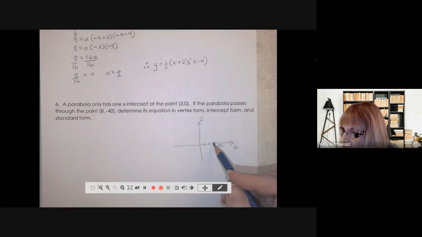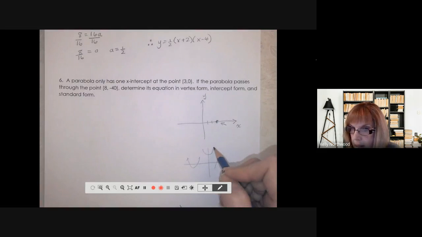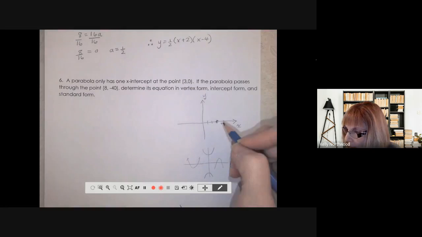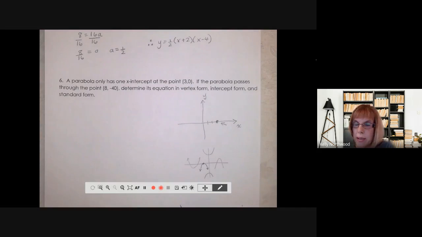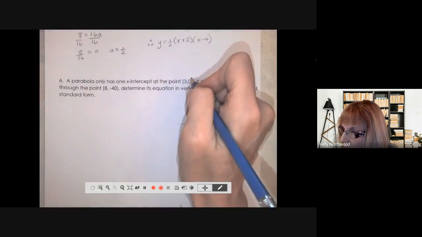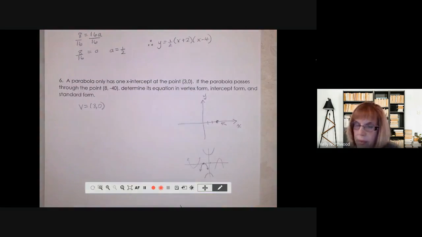So if you only have one x-intercept, so imagine all the different ways you can cross. There's two x-intercepts. There's no x-intercepts. But the only way to get one x-intercept is if your vertex is right on the x-axis. That's the only way to get one x-intercept. So this point 3, 0 is not only an x-intercept, it's also the vertex. Okay, so that's an important thing to know. If it only has one x-intercept, that x-intercept is the vertex.